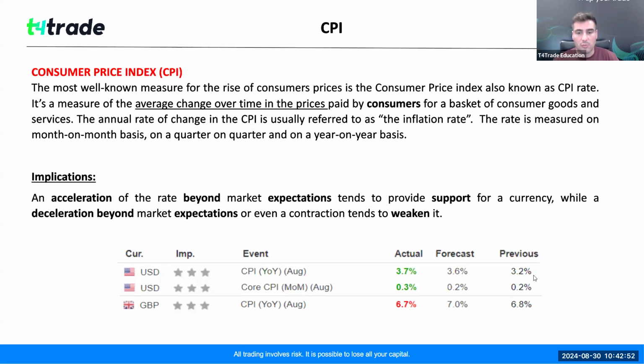So previous 3.2, expectation 3.6. So rise of inflationary pressures. Actual came out 3.7%. Much more strength was expected from the dollar after this bit of expectations. So 0.2% expectation, 0.3% was the rise. Okay, so CPI from the United Kingdom, 6.8%, expectation was for it to rise to 7%. Actual one was 6.7. So negative reaction for the pound was expected here.